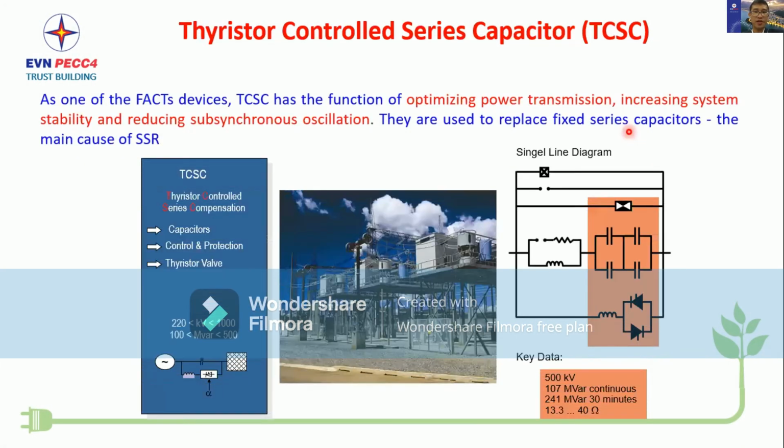So first of all, I would like to introduce the TCSC solution. As you know, TCSC has the function of optimizing the power transmission, increasing system stability, and reducing the sub-synchronous oscillation. And they are used to replace the old type fixed series capacitor, causing SSR.